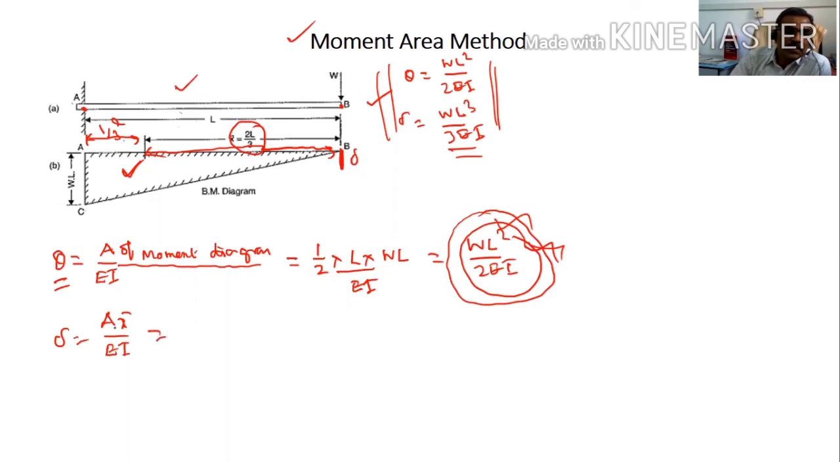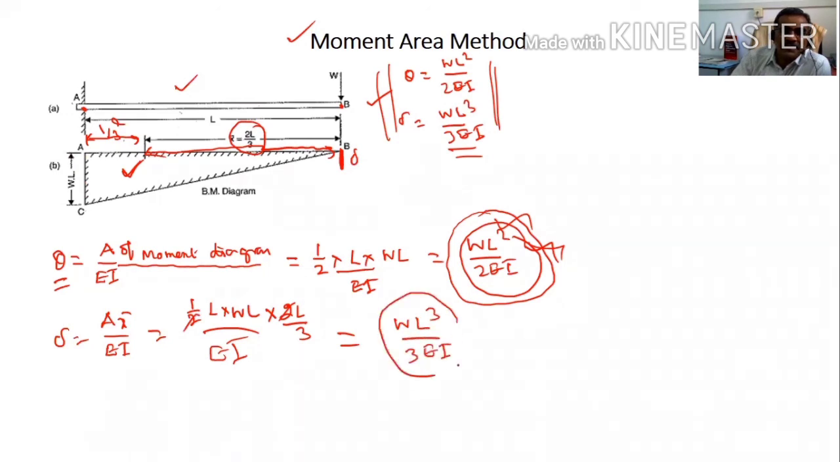So here, the area is half into L into W into L, multiplied by X bar, that is 2L by 3, divided by EI. If you cancel 2 and 2, then it is WL cube by 3EI. This is the value of delta.